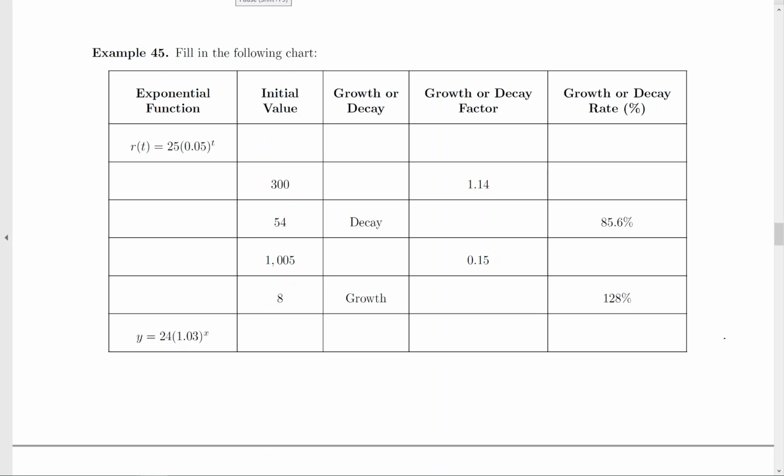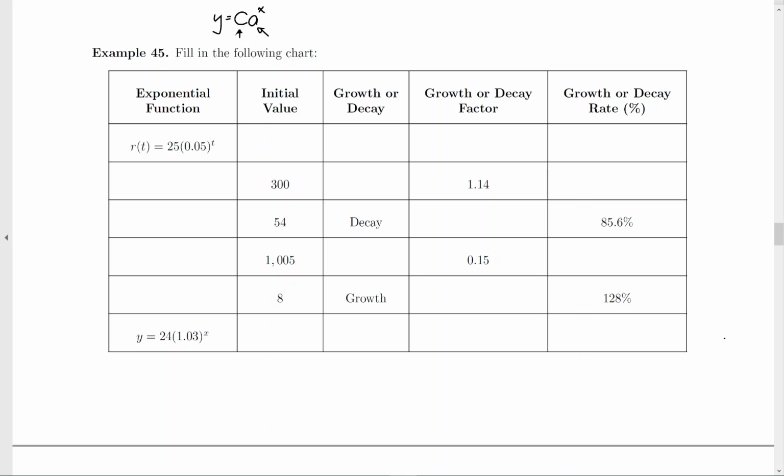Filling in this chart, we're going to remember a couple of things. One is the formula for an exponential function, which is y equals c a to the x. C is your initial value. A is your growth or decay factor, depending on the number. If it's bigger than 1, you're growing, and if it's less than 1, you're decaying.